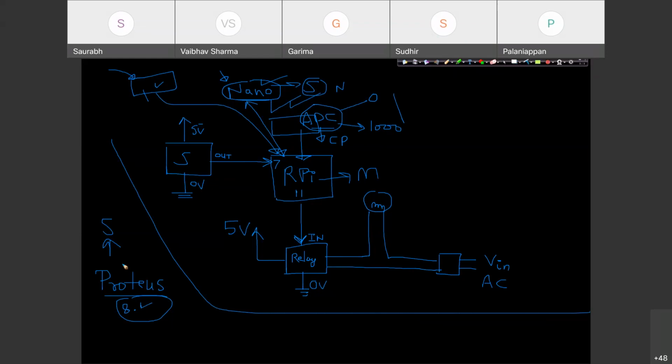You can use this Proteus software, and the best part of Proteus is that you need not worry virtually whether you require a CRO or function generators, even Arduino, microcontrollers, C programming, hex file generation, Python programming, communication protocols. Everything is there in this Proteus software. So I'd suggest going with this.